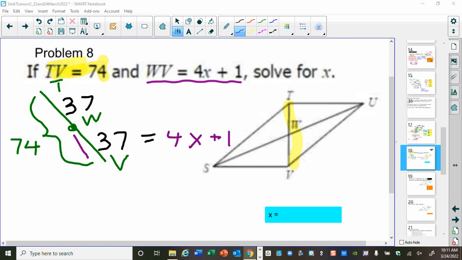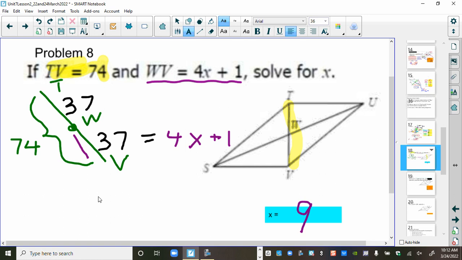All right. Did everybody get a value of x? This one should be pretty easy. Okay, I heard 9 was x. Agree or disagree? All right, x is 9. Remember, 37 equals 4x plus 1.